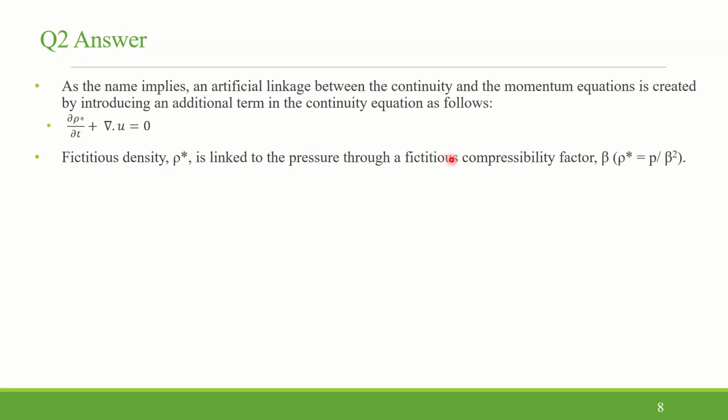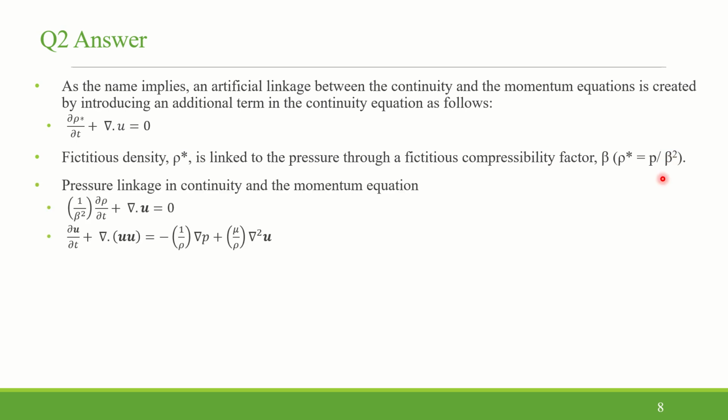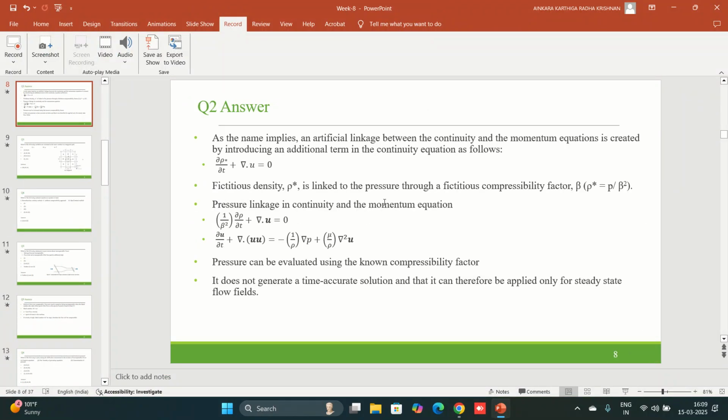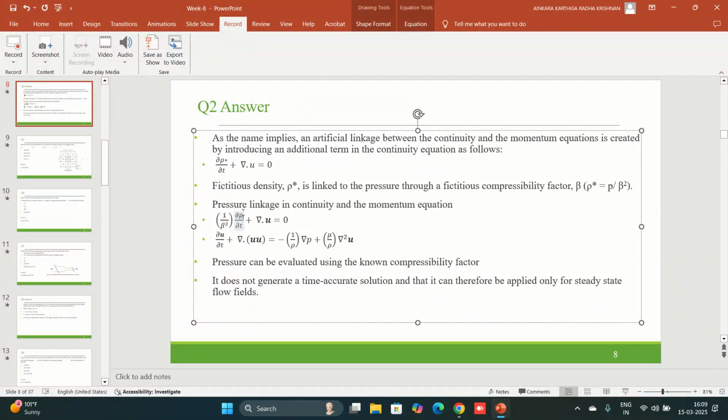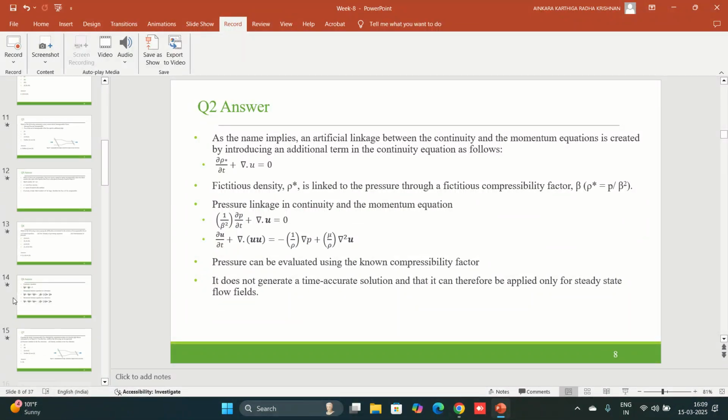It is linked to the pressure through a fictitious compressibility factor beta, where dou rho star by dou t equals 1 by beta square into dou p by dou t. So if it is rho, it is rho in both places. If it is p, it is p in both places. If you have any doubts, I request you to check it.